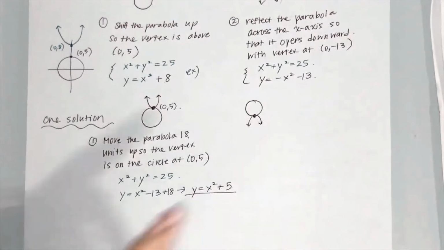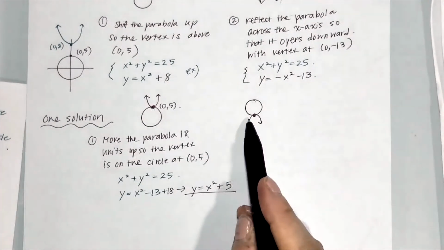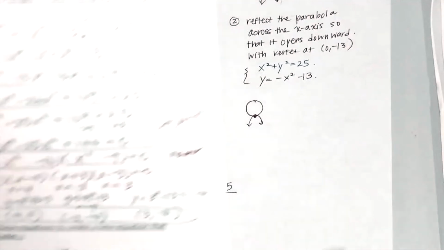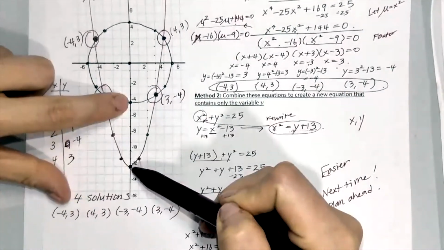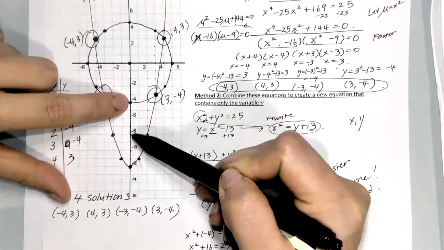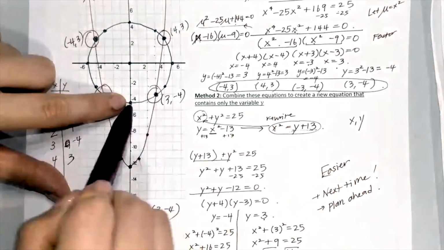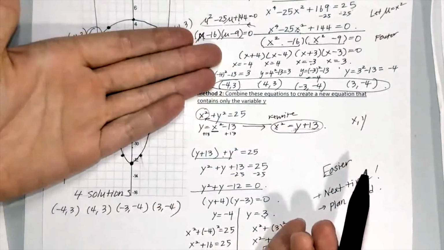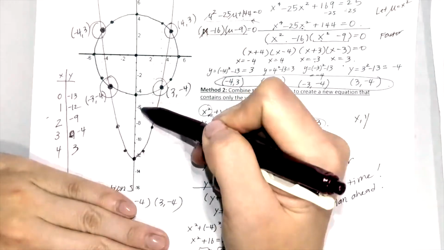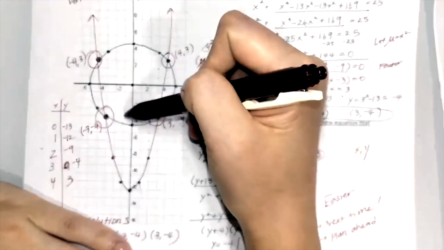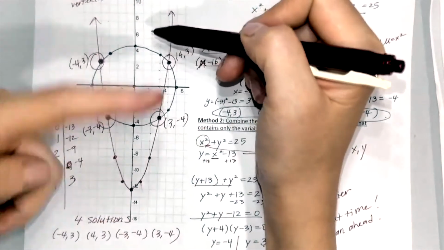For the other one, if I were to have it upside down on one point of the circle, that means the parabola, the vertex has to move up to here. 1, 2, 3, 4, 5, 6, 7, 8. Move up 8 units, but then reflect it. So that vertex over here, so it looks like this, but then I want one solution, so reflect it across.